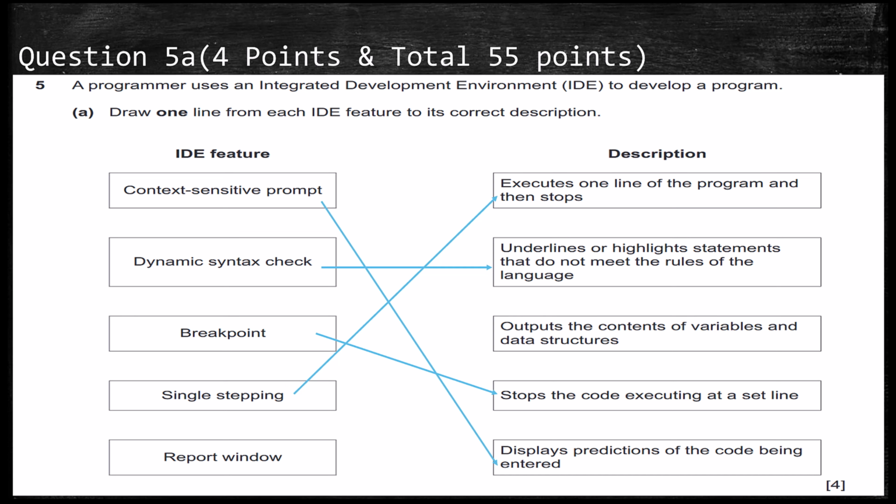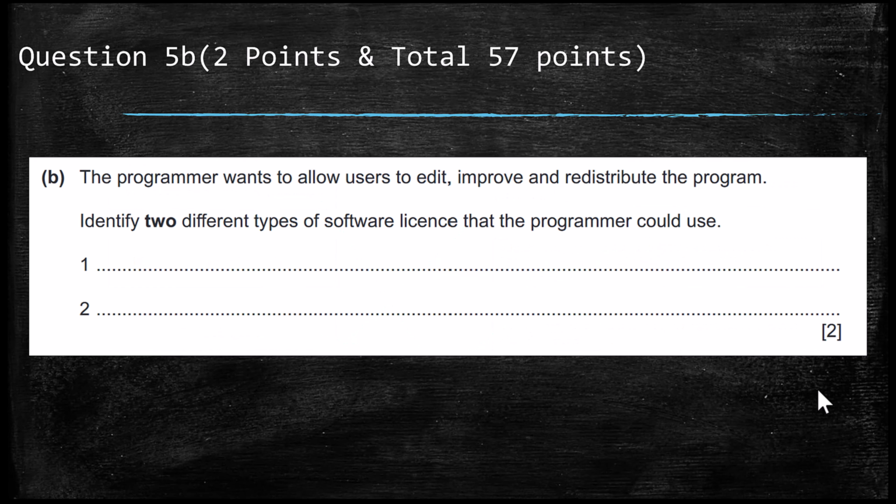It allows you to see all the data as it's being updated, the variables, whatever it may be, and all that shows up in the report window, which outputs the contents of variables and the data structures that you're currently using as you run through your code. So those are features of IDEs. That puts us at 55 points. Let's take a look at the next part of the question. The programmer wants to allow users to edit, improve, and redistribute the program.